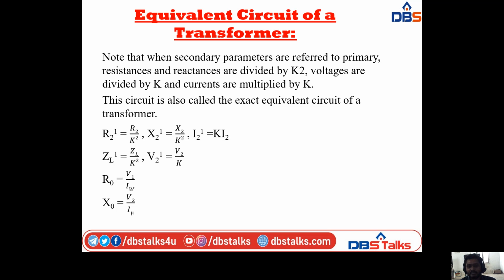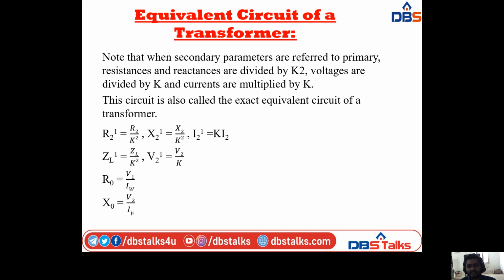Why we are taking K into I2 means the currents are multiplied by K when the secondary parameters are referred to primary. That's why I am taking I2 dash is equal to K into I2. Here I2 is the secondary current. And we have ZL dash, that is the impedance. So impedance ZL dash is equal to ZL by K square. So here ZL is the load impedance of the secondary side.